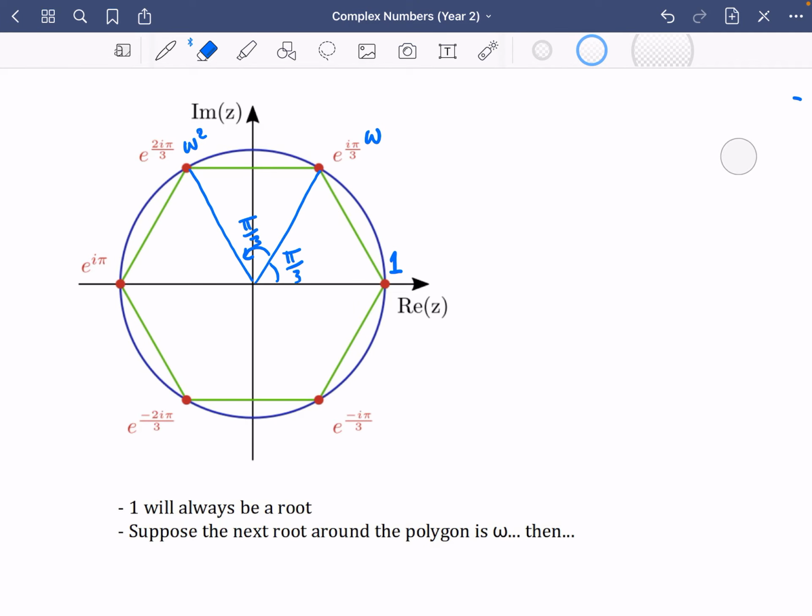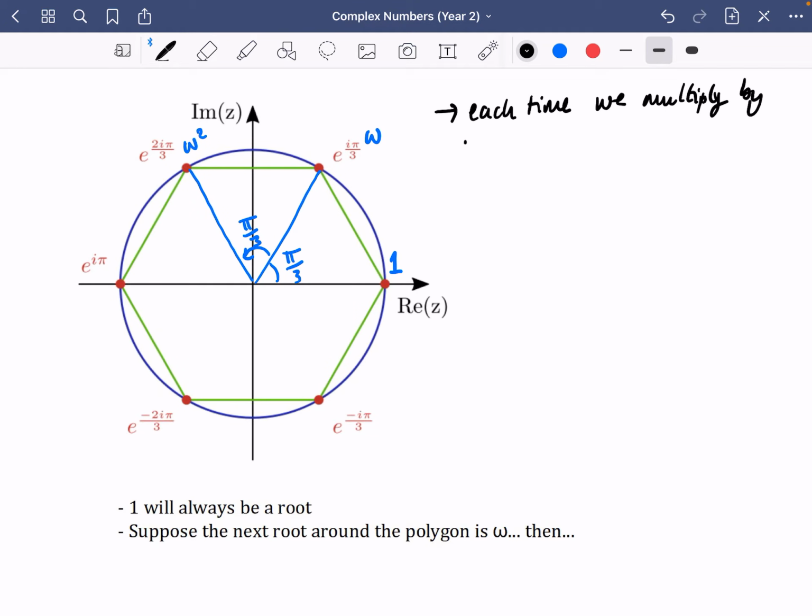So each time, I'm going to write this down, each time we multiply by omega, this is how you say that one, it's called omega, we move 2 pi over n around the polygon.